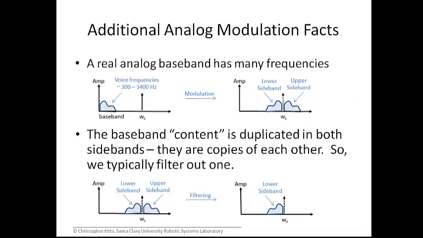So, given that we have that little bit of insight into what's going on in modulation and demodulation, it looks like this multiplication process with some filtering going on. We can extrapolate that on a qualitative level. So, a real analog baseband will have many frequencies, and so rather than being at a pure single sinusoidal frequency, it could be different amplitudes over a range of frequencies.